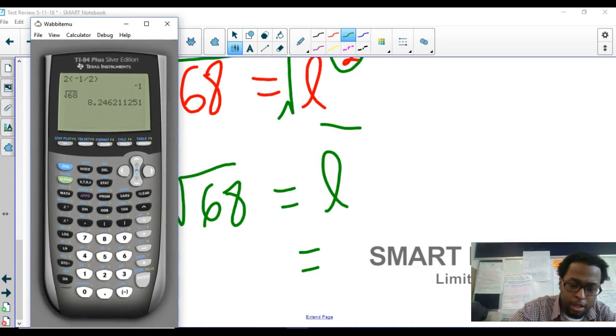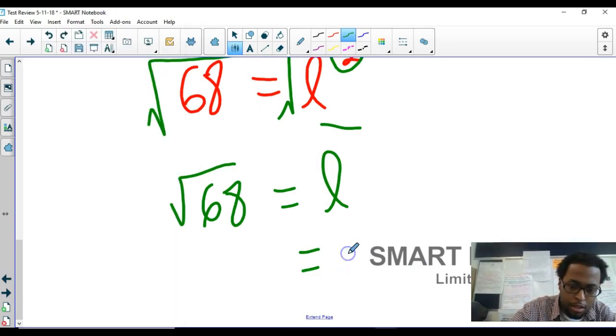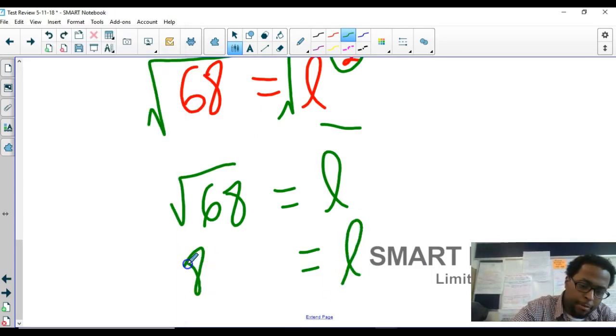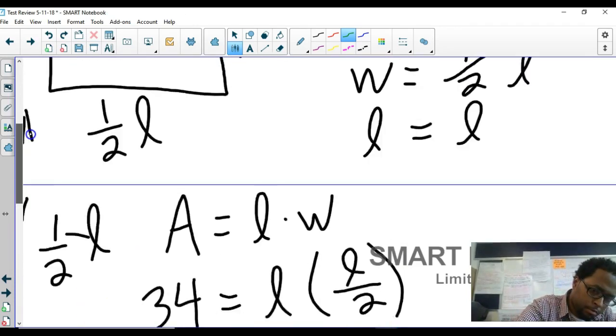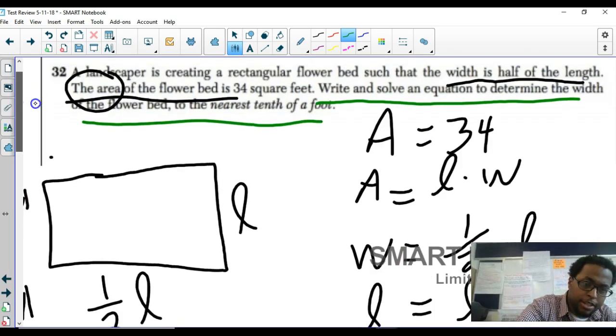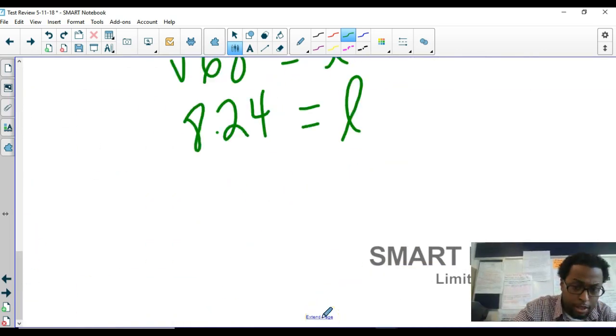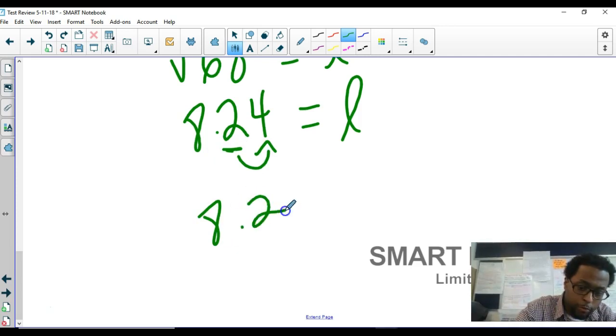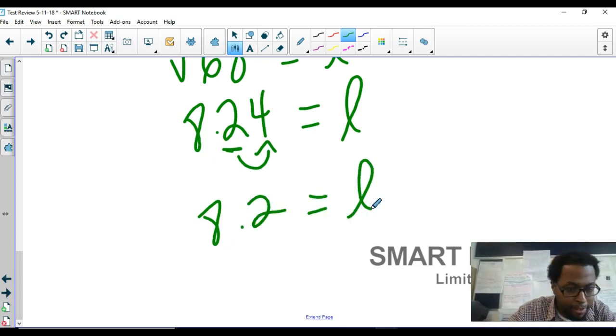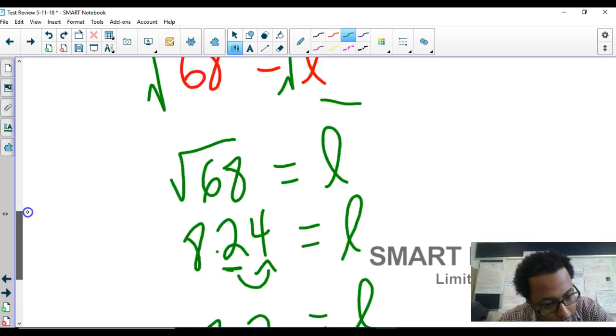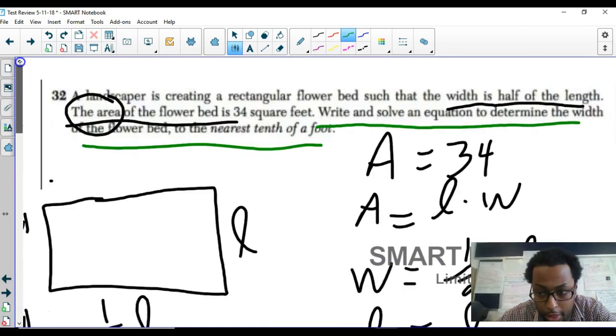so now I know my length is 8.24. Okay, and it's the nearest tenth. So if I say nearest tenth, the tenth is 2. I'm looking at the 4. The 4 goes down, so it's simply going to be 8.2. Boom, I found the length, but here's the problem. I'm not asking for the length. It wants to know the width.